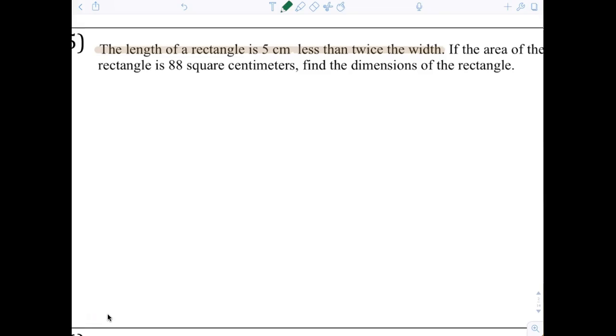The length is 5 centimeters less than twice the width. The length is 5 centimeters less than twice the width. There you go. Come on now. Finish the translation. Good job. Come on, you're just translating. Length is good. Now, the only thing is we don't need centimeters. Erase that. Now you're almost right.